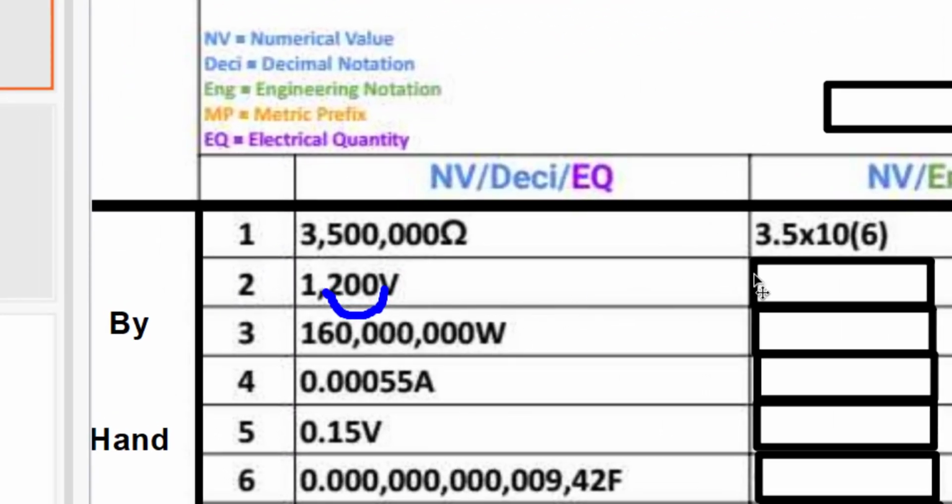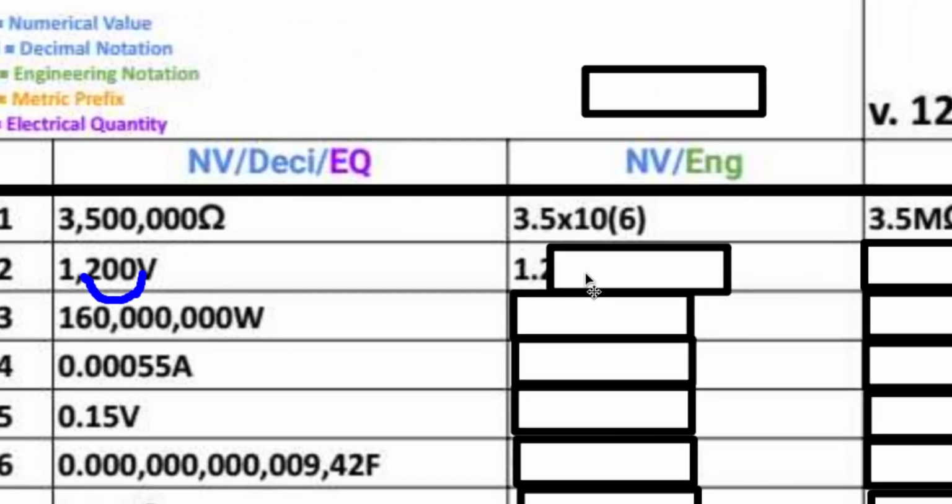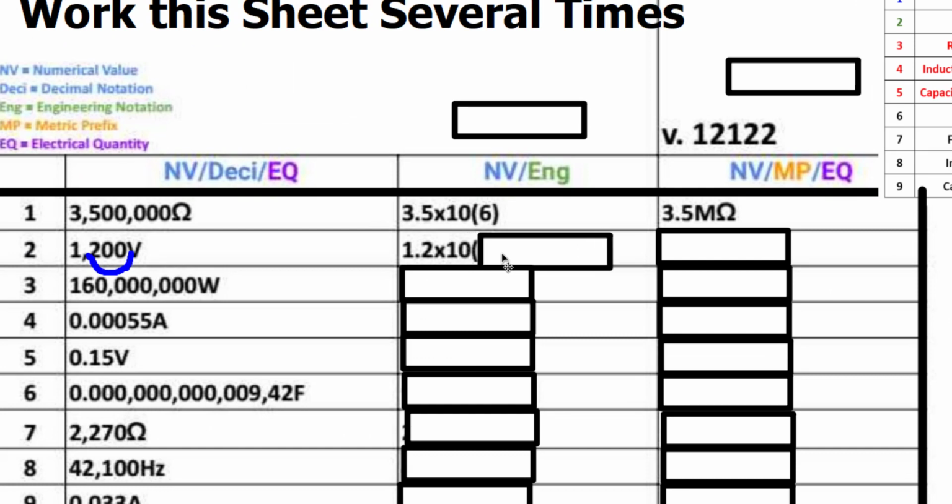All right, that tells me 1.2 times 10 to the 3rd. It's between 1 and 1,000. If I jump again, it'll be less than 1. It'll always be between 1 and 1,000. It'll never be less than 1, and it'll never be more than 999. So with one jump of 3, I see that now I have 1.2 times 10 to the 3rd.